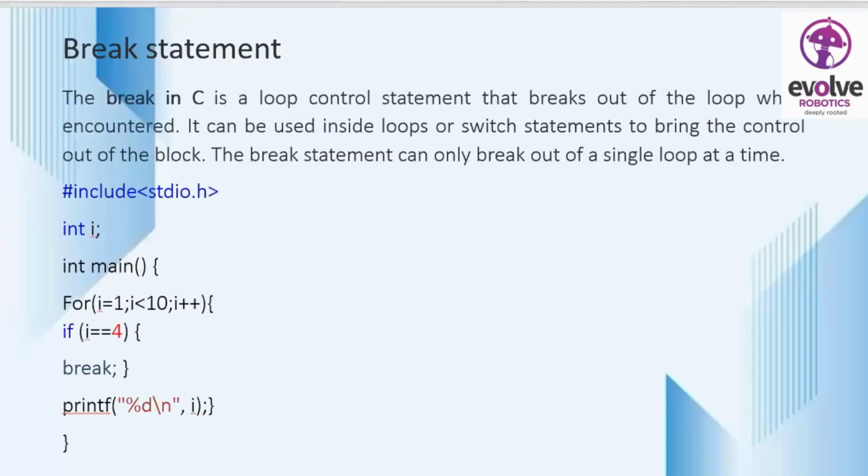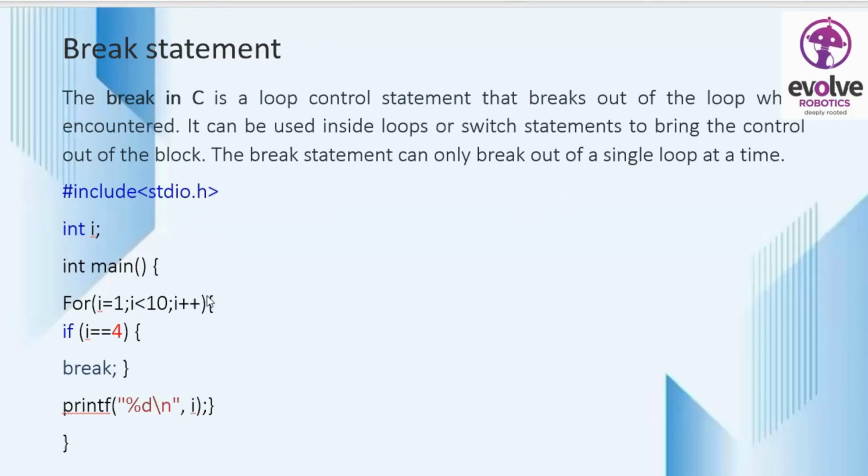The next statement is the break statement. The break in C is a loop control statement that breaks out of the loop when encountered. It can be used inside the loops or switch statement to bring the control out of the block. The break statement can only break out of a single loop at a time.